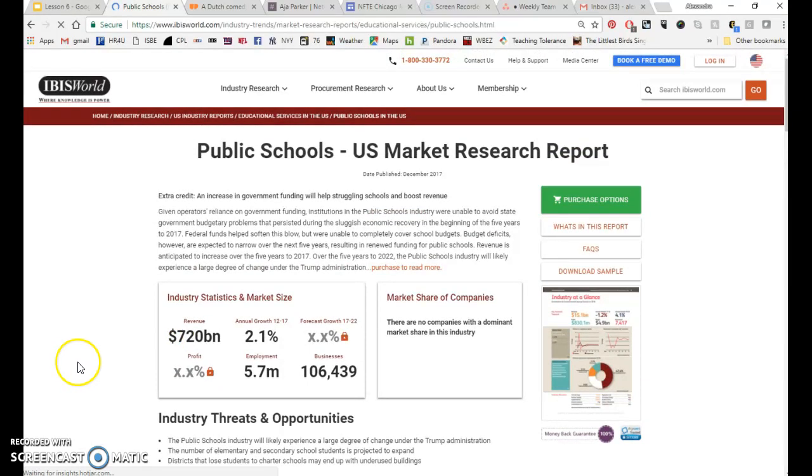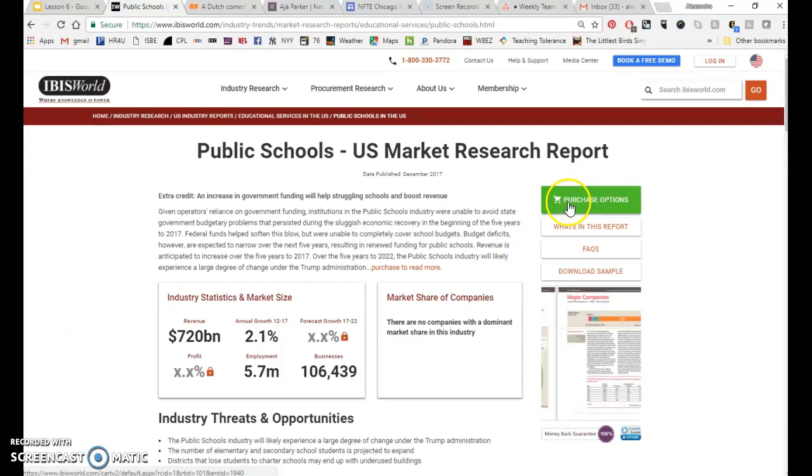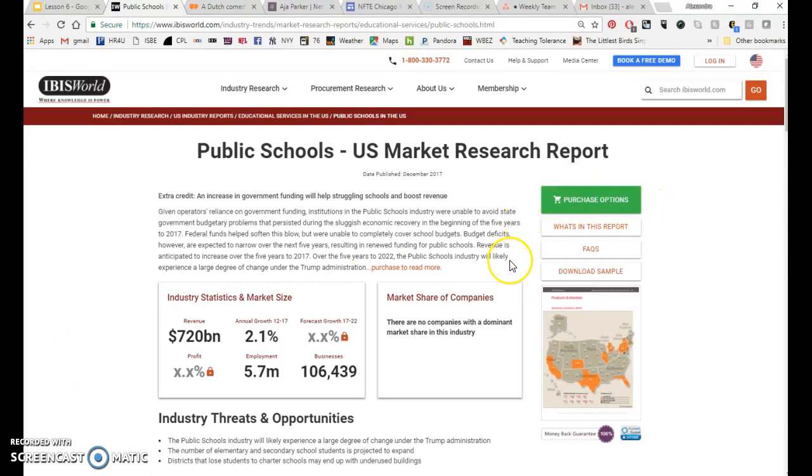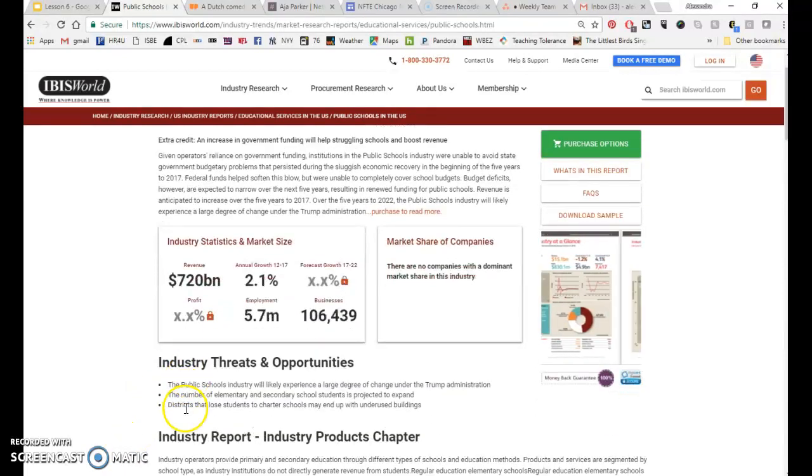So here we see that you're going to hit what is called the paywall. Ignore this green button that asks you for your purchase options. We can get a ton of information from this preview page. So again, now we are looking at some similar ideas that we saw on the snapshot on the first page. Now we're looking at our revenue just for public schools, our growth just for public schools, and how many businesses are operating within public schools. Those numbers are important, but we can get a lot more information from the text.